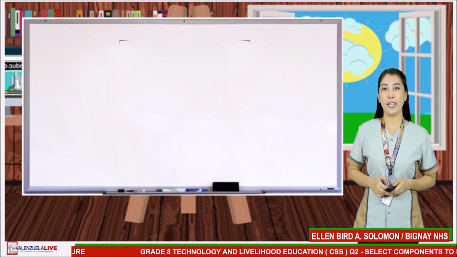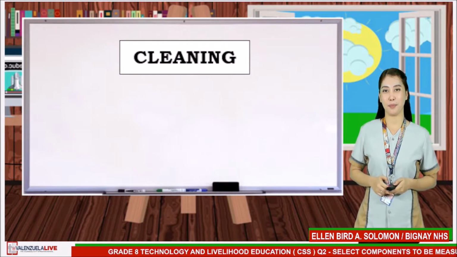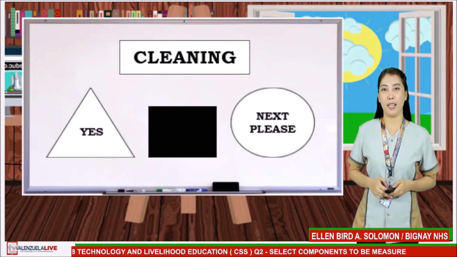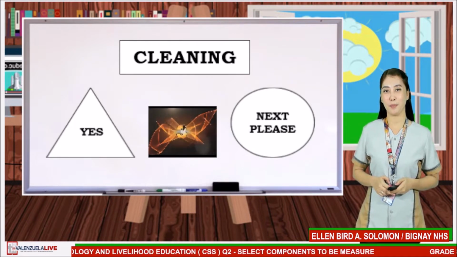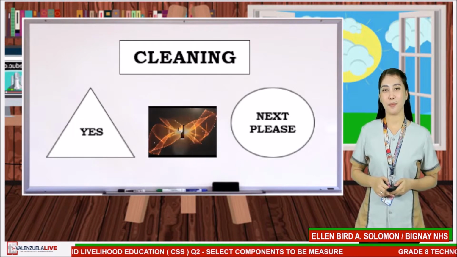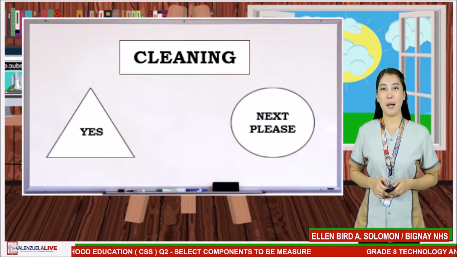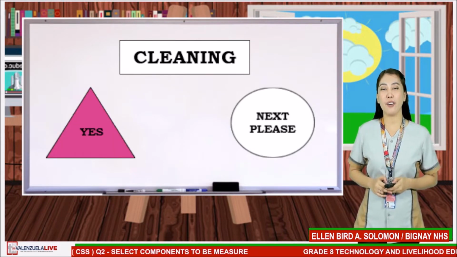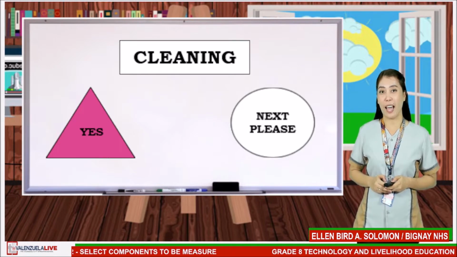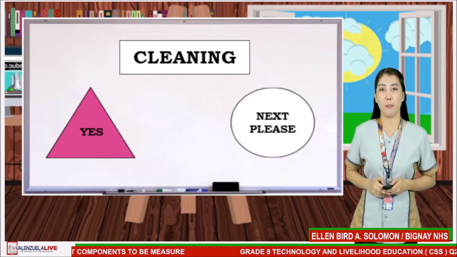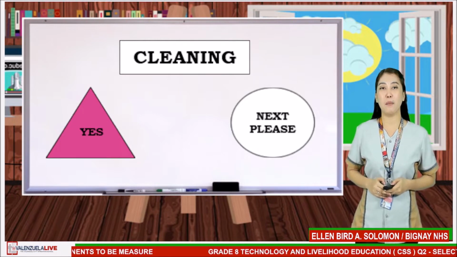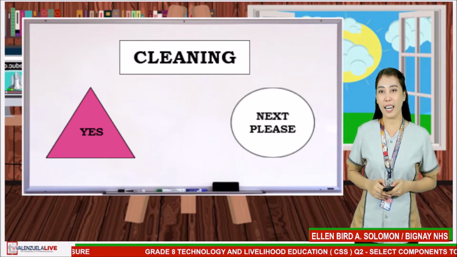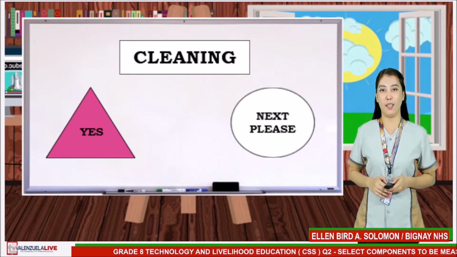The first one is cleaning. Yes or next please. Your timer starts now. Time is up. The correct answer is yes. Great. Whenever you use any tools for a specific task, make sure to clean them immediately. The cleaning materials that are commonly used are lint-free cloth, compressed air, and isopropyl alcohol.